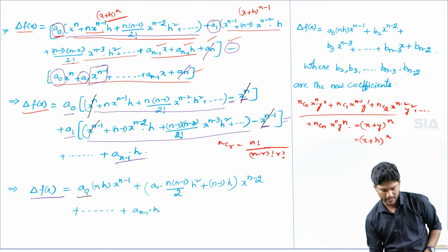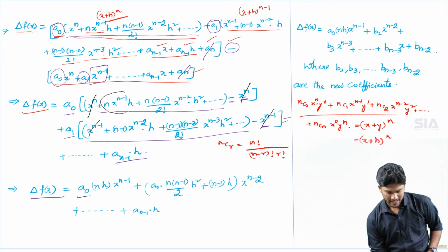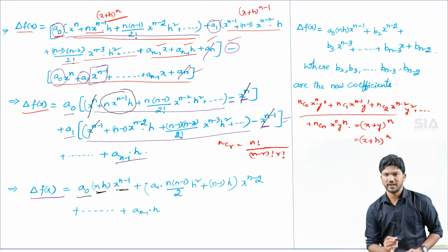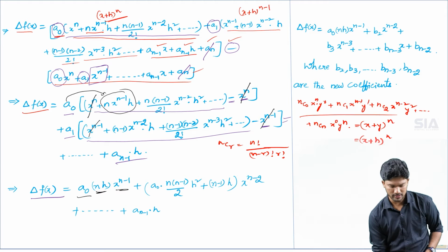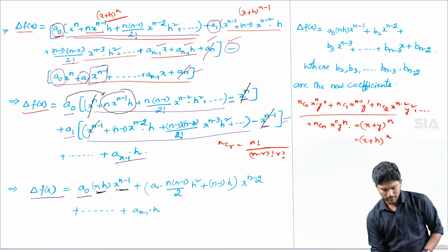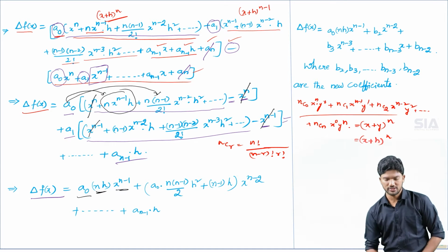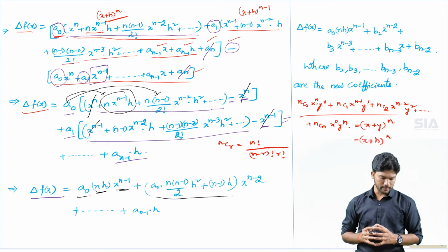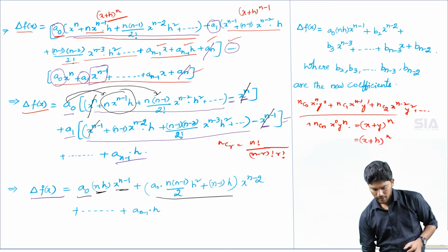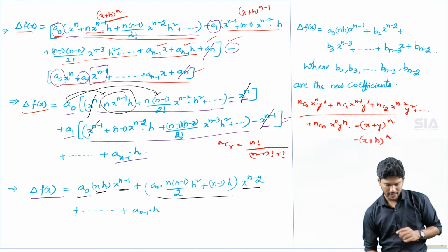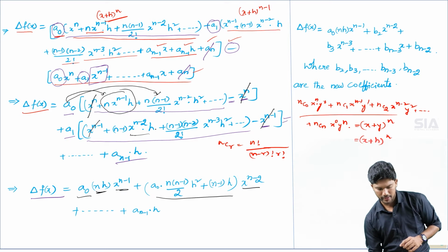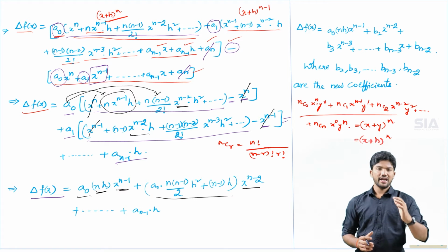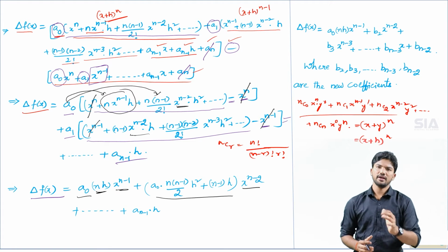So a0 into, the next term is n into h x^(n-1). For that term we are multiplying with a0. Next, the same a0 we are multiplying with this term also. a0 into [n(n-1)/2 h^2 + (n-1) h] into x^(n-2). Why? Because here also we have x^(n-2) and here also we have x^(n-2).